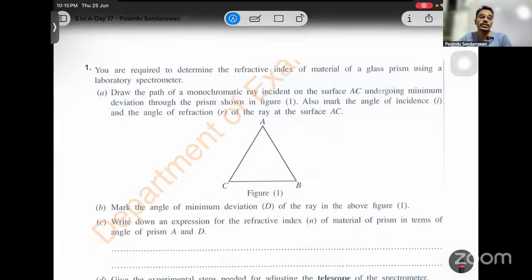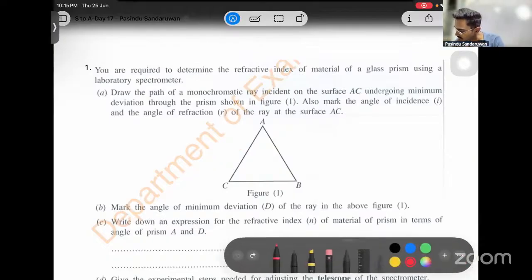Now, it says minimum deviation, right? We know at minimum deviation, our ray diagram is symmetric. It should be symmetric across the prism angle. That is very important when you draw the diagram. Otherwise, if the diagram is asymmetric, no marks will be given. When it is symmetric, the refracted ray always becomes parallel to the bottom, BC.